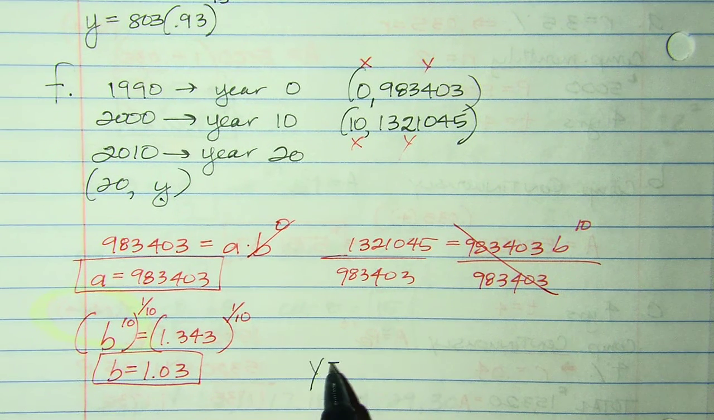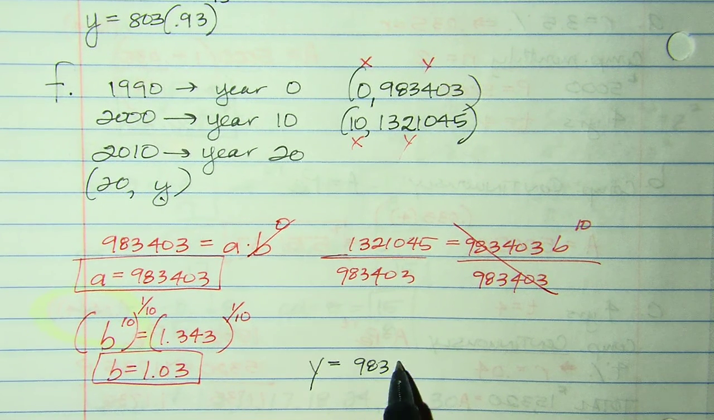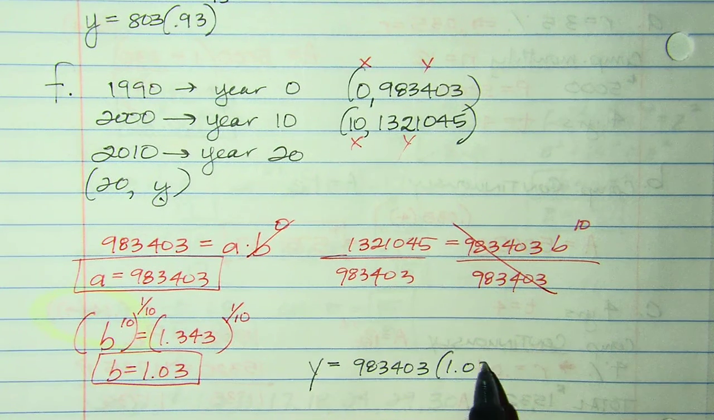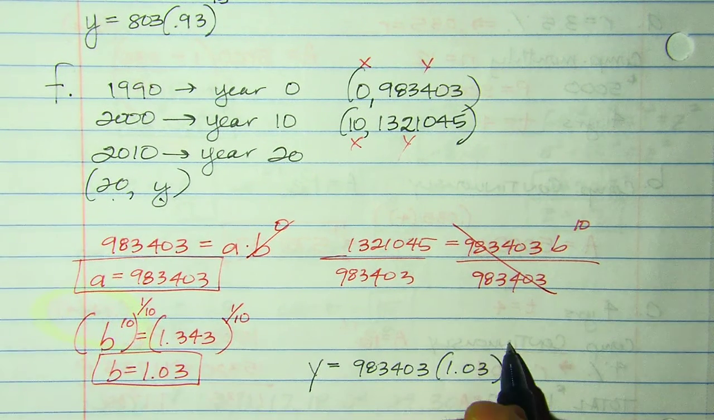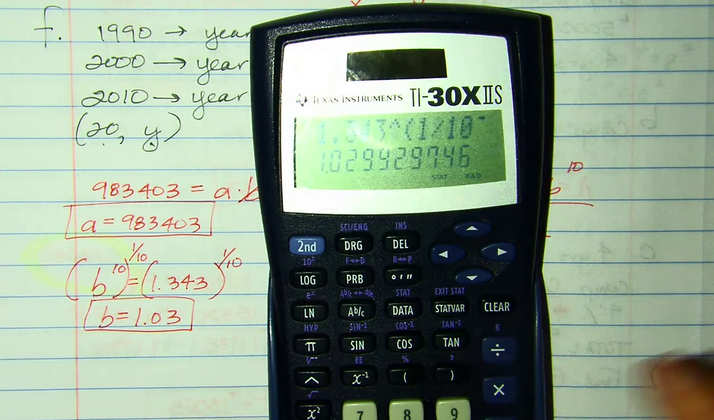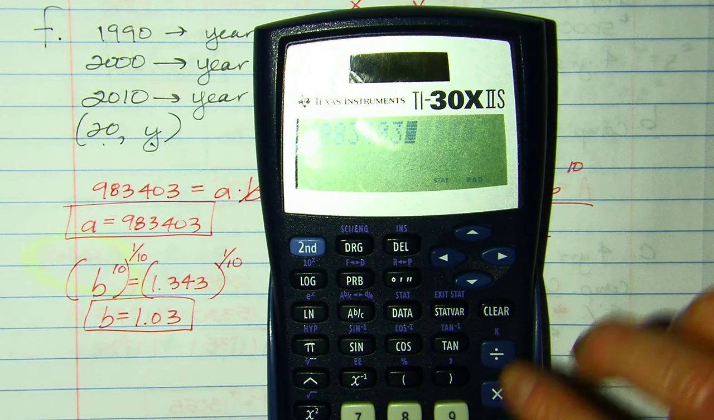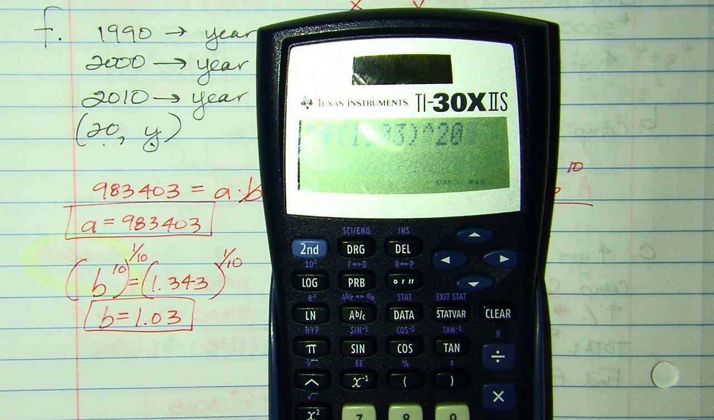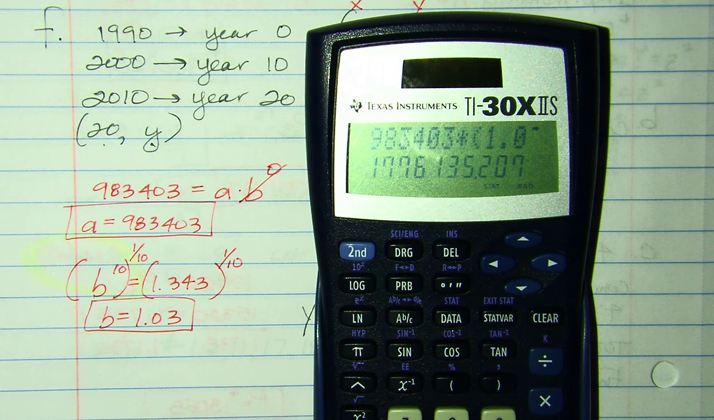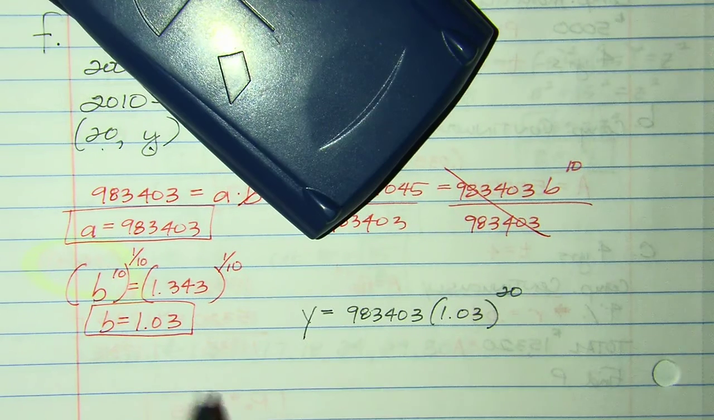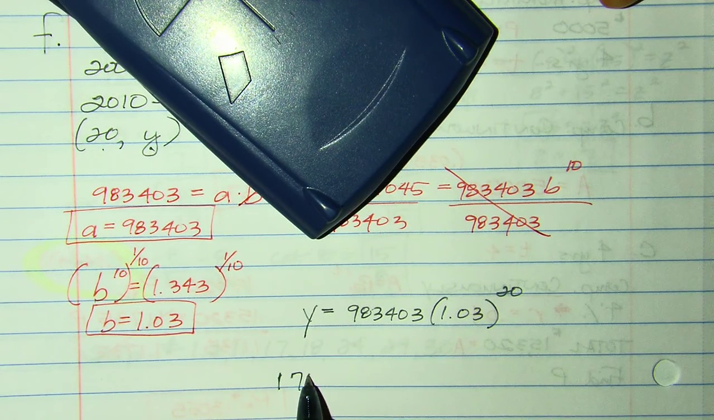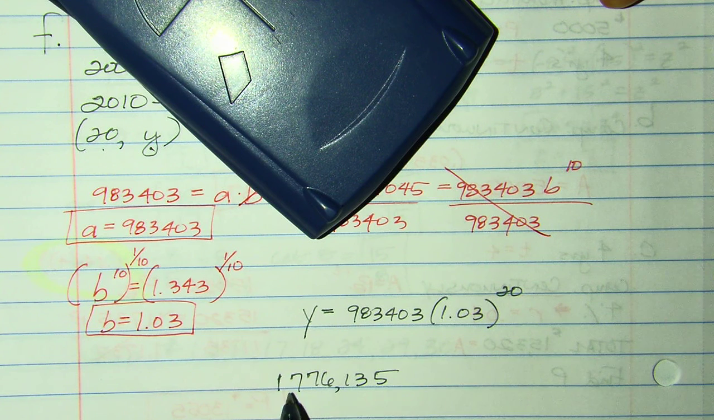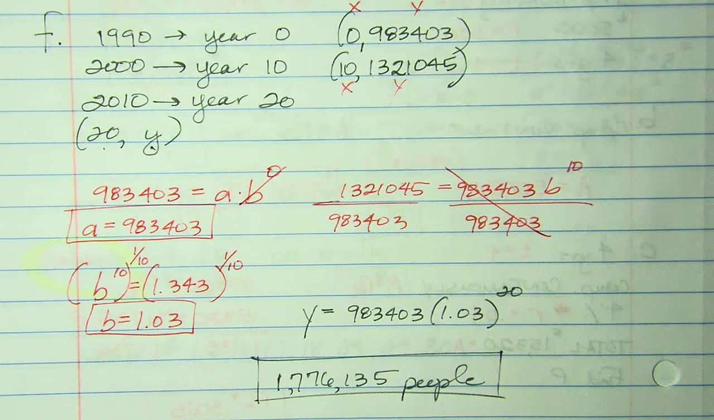So y equals my a times b, and it's saying in 20 years. So I'm going to enter that, 983,403 times 1.03 to the 20th. And I get 1,776,130. So there are 1,776,100. It is talking about population, so I can't have a decimal for people. And that is the end of that.